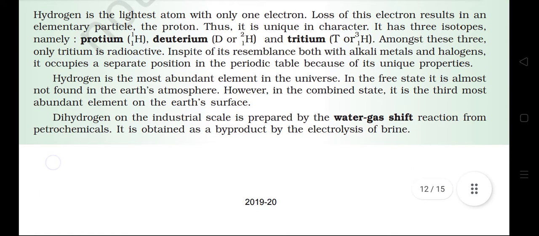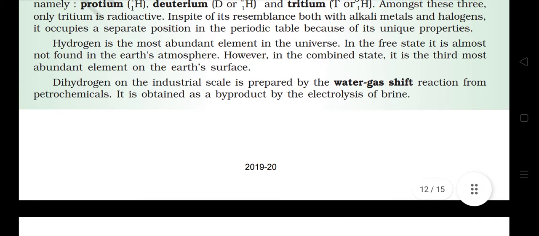In spite of its resemblance both with alkali metals and halogens, it occupies a separate position in the periodic table because of its unique properties. Hydrogen is the most abundant element in the universe. In the free state, it is almost not found in the Earth's atmosphere. However, in the combined state, it is the third most abundant element on the Earth's surface.